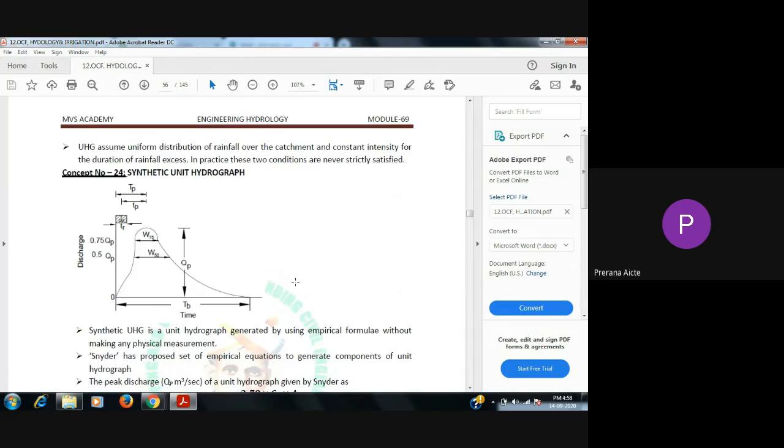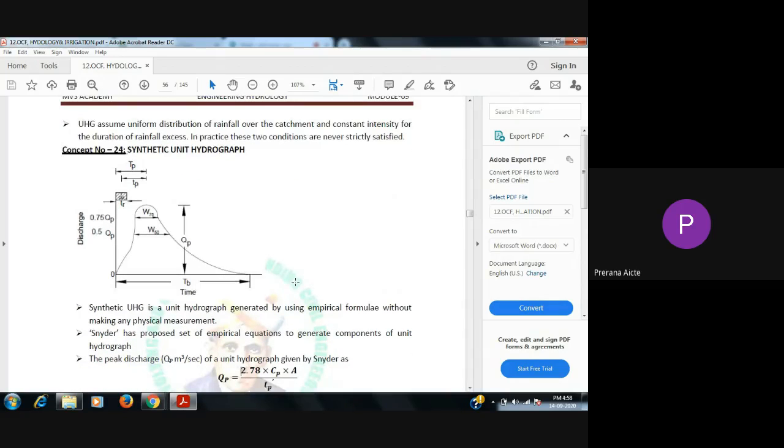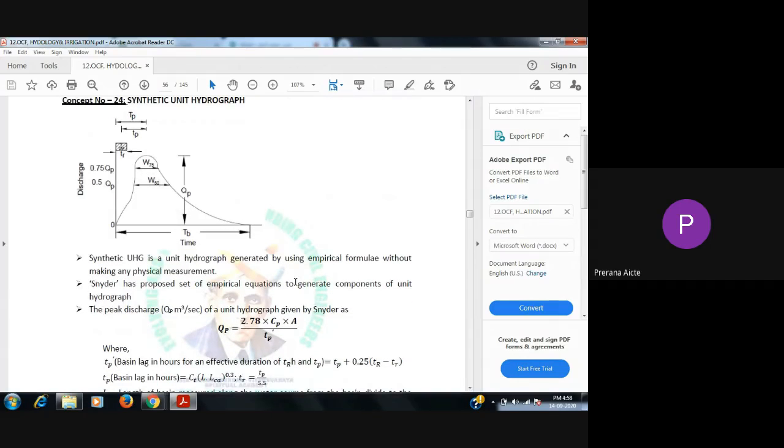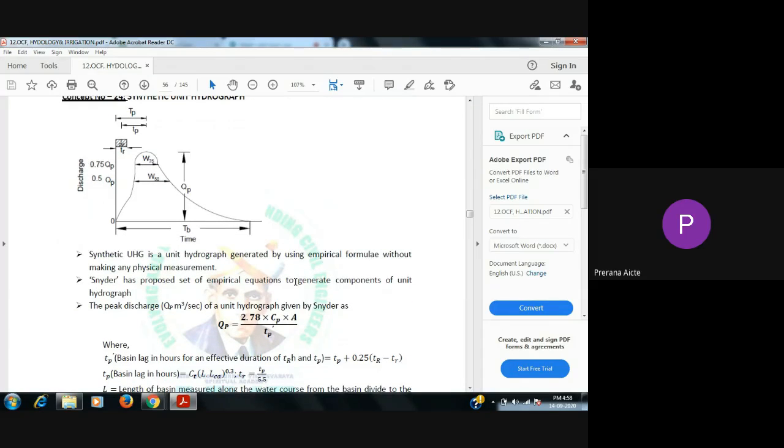Now, the synthetic unit hydrograph. Just know about the synthetic unit hydrograph. Problems are never asked on the synthetic hydrograph in GATE also. But what does synthetic hydrograph mean? For example, how do we get a unit hydrograph? A unit hydrograph is calculated from the discharge because of runoff data over time, and then we draw the unit hydrograph. But in remote locations, for example where the data is not available, if you want to draw the unit hydrograph for that area, you are supposed to use a synthetic unit hydrograph.